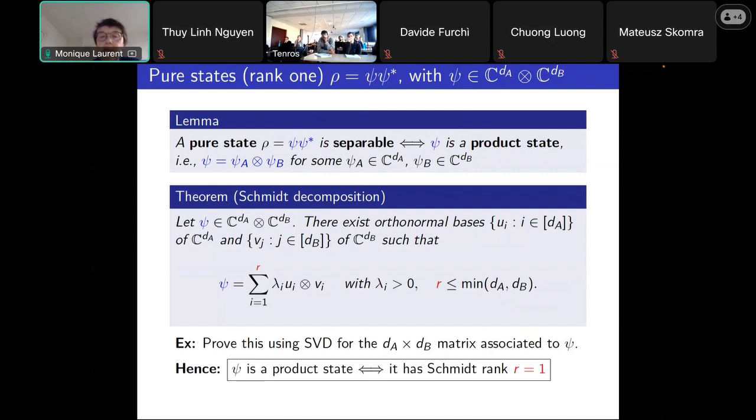And one can check that psi is a product state if and only if this singular value decomposition gives just one term, r equal to 1. So there is an efficient way to test whether a vector psi is a product state, and as a consequence, whether a pure state rho is separable. Okay, so at least one case when we can do it.